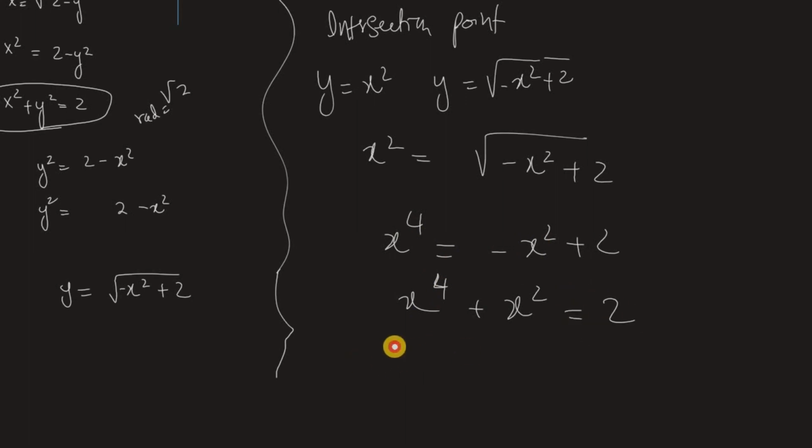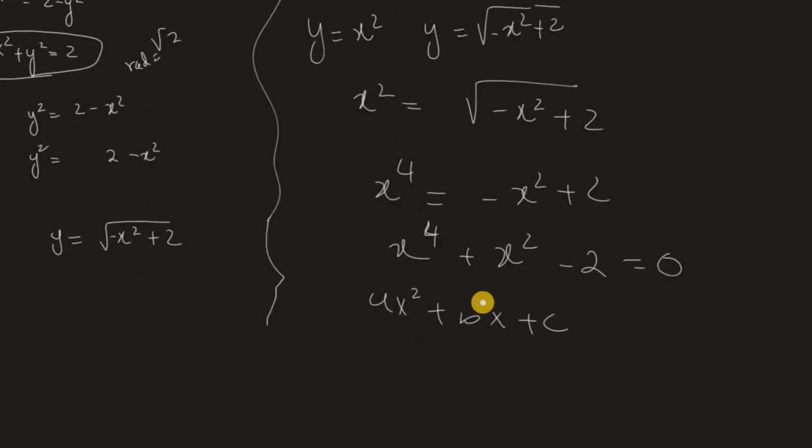But in order to make this equation in terms of ax squared plus bx plus c, you can move the 2 also to the other side. So if you move it to the other side, you should get x to the power of 4 plus x squared minus 2 equals 0. You see now this equation is in terms of this form.